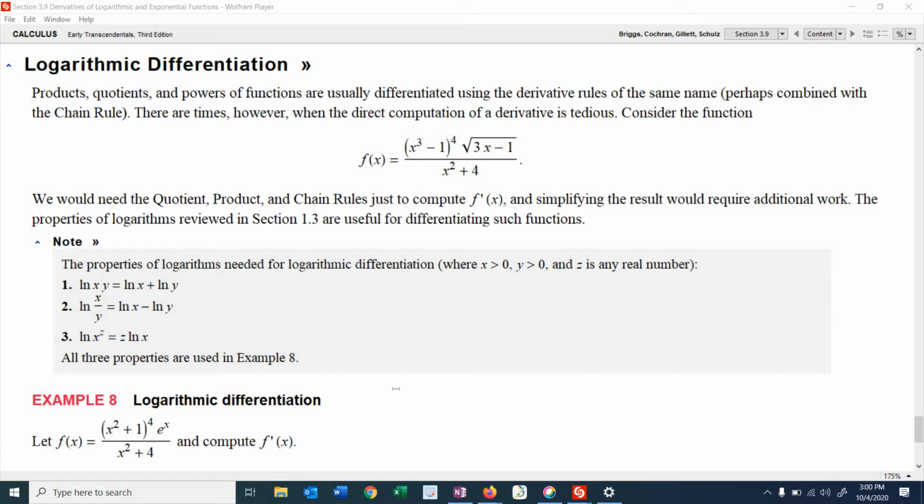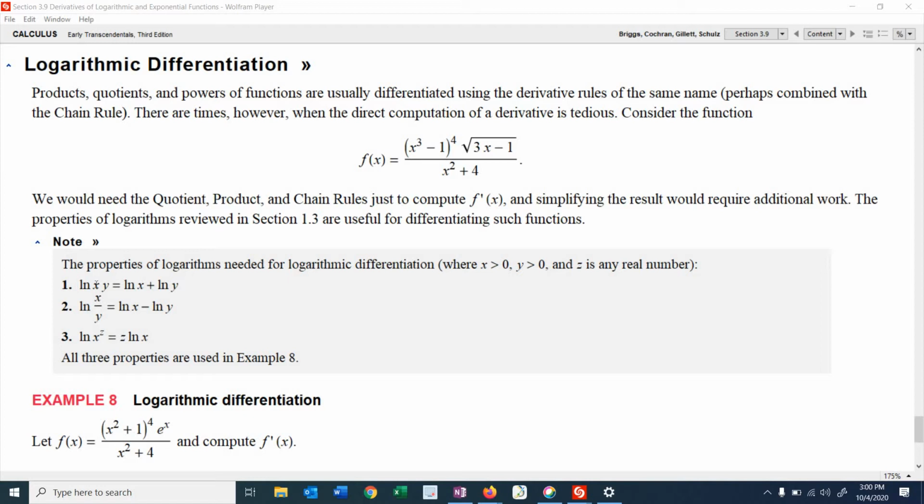Now, when you use logarithmic differentiation, you are going to be using three rules for logarithms that you should have seen before in college algebra. I want to remind you of them because we are going to be using them when we find derivatives using logarithmic differentiation. So the first one says that the natural log of x times y is the same as natural log of x plus the natural log of y.